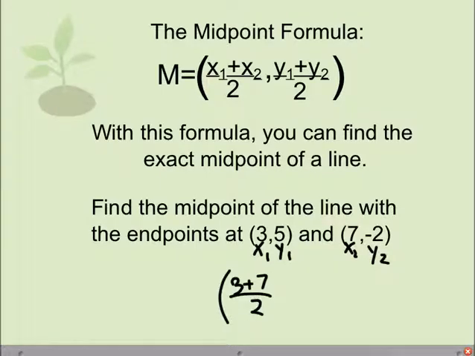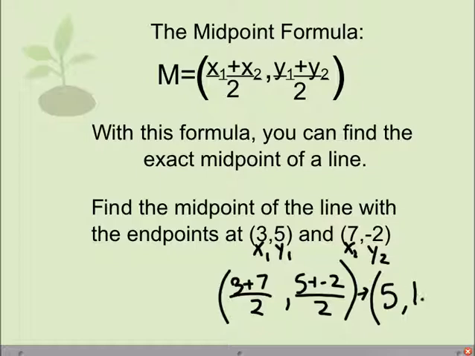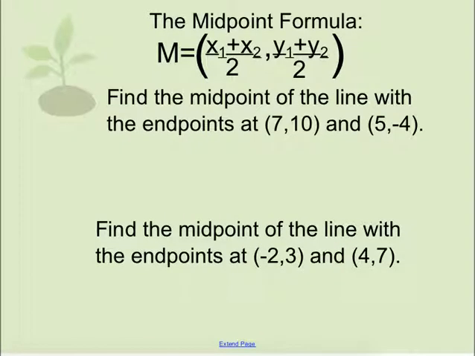Really, we're finding the average of the x values, comma, y1 plus y2, 5 plus a negative 2 divided by 2, so the average of the y's. And we end up with 10 divided by 2, which is 5, and 5 plus a negative 2 is 3 divided by 2, so we can have it as 1.5 or 3 over 2, but this is our midpoint. Just plugging in and simplifying. That's all that's happening. And the midpoint truly is the average of the x's and the y's.